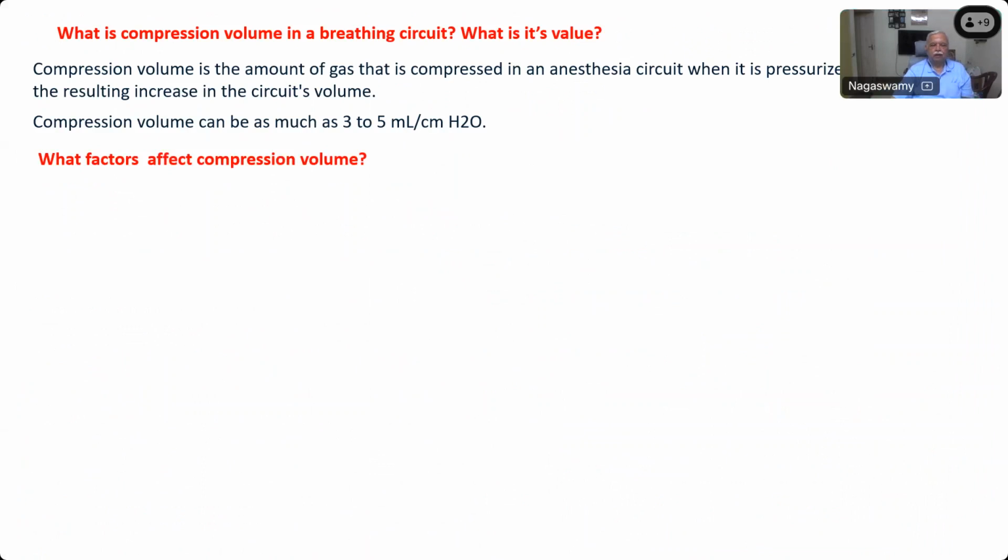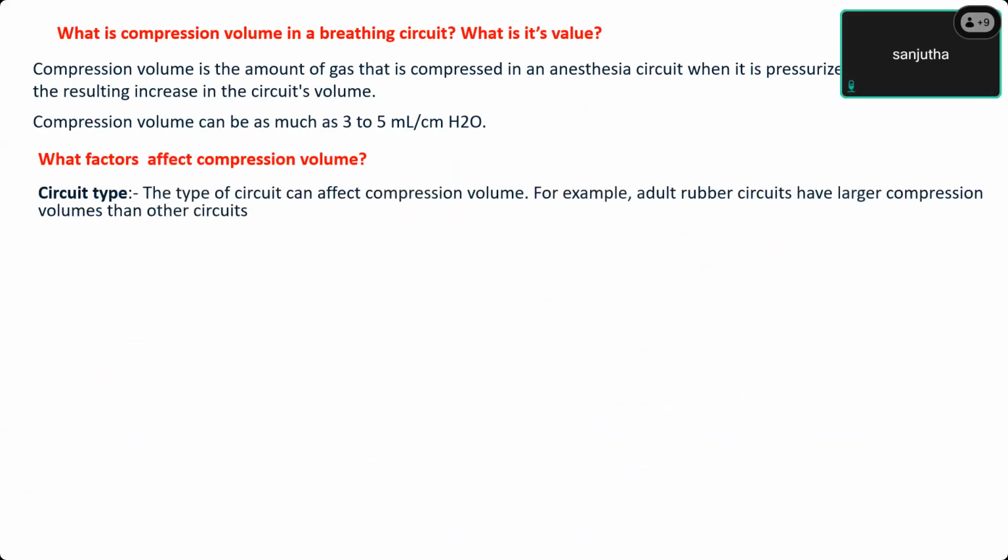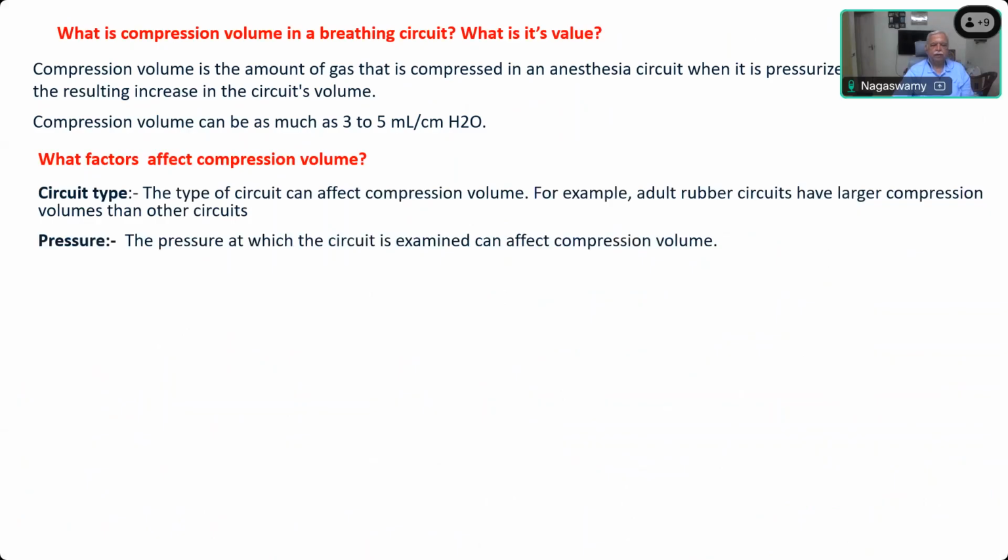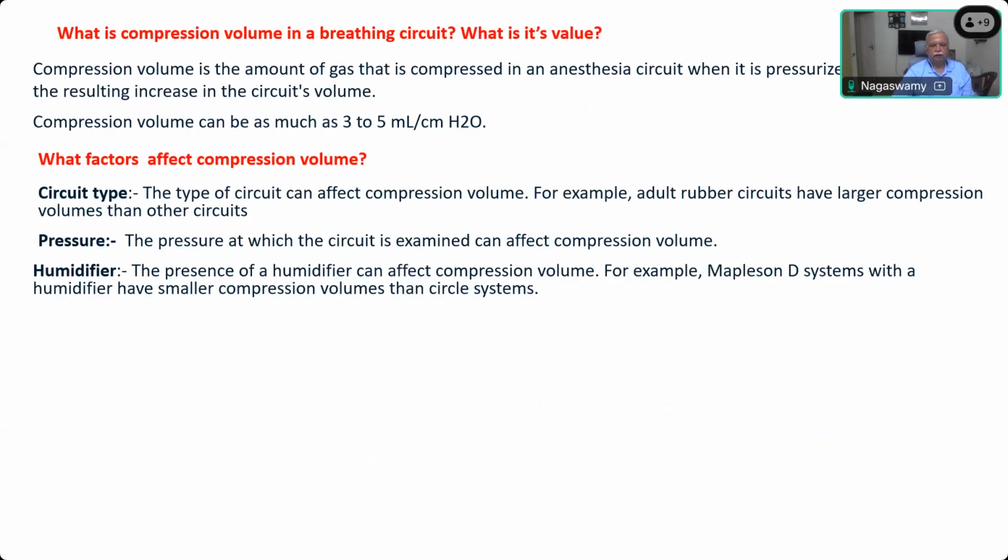Are you all aware of this particular terminology? No, sir. So the type of circuit used affects the compression volume. For example, adult rubber circuits have larger compression volume than other circuits. The pressure at which the circuit is examined can affect compression volume. The presence of a humidifier can affect compression volume. For example, Mapleson systems with a humidifier have smaller compression volume than circle systems.